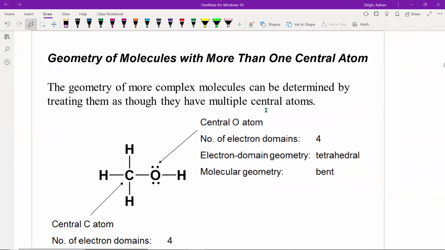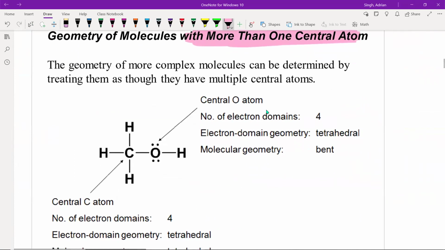We will also run into situations where there may be more than one central atom in a molecule. And in that case, we're just going to look at the geometry around each of those individual central atoms. So for instance, this is methanol, a molecule called methanol. We don't have one central atom here. We actually have two. We have the carbon, and then we also have an oxygen in yellow. So in this case, we look at each of these individually. And we do the same thing.